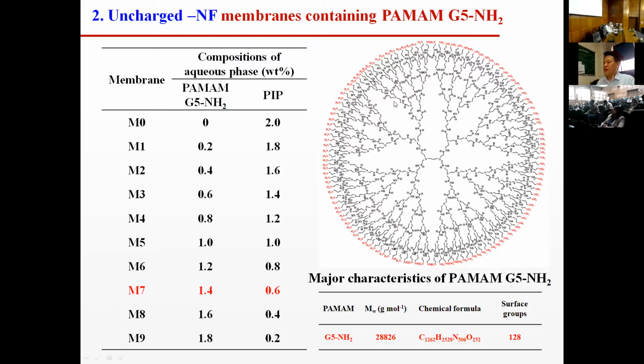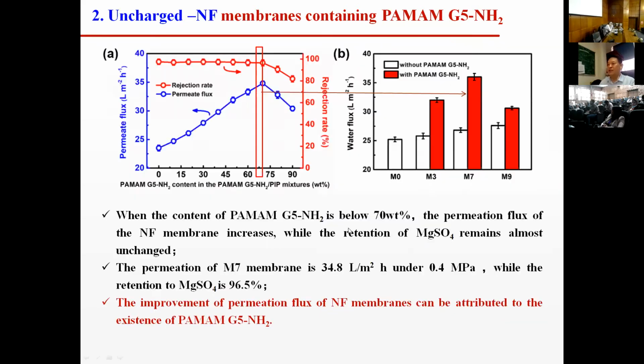So in our work, we checked different compositions using the dendrimer and the PIP as a copolymer, and prepared sorts of NF membranes. From this figure, we can find that if we use the amino-based PAMAM dendrimer, the flux and the rejection are very good. Especially the flux is very high.